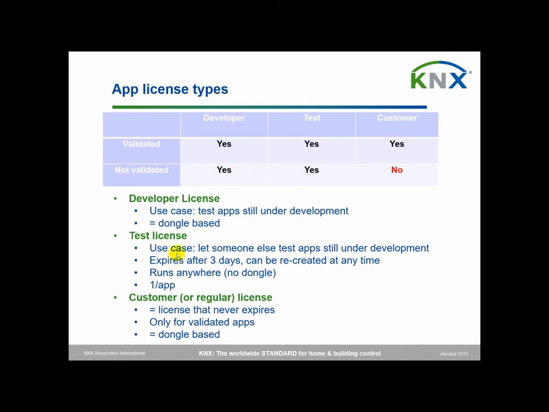A test license, the use case there is to let someone else test the app still under development. So not the developer, but someone else. It's a license that expires after 3 days, but which can be recreated at any time, right? But only valid for 3 days. It runs anywhere, so that means there's no dongle required, and there's only one test license per app, right? So if you want to test 3 apps, you have to create 3 different individual test licenses. And by the way, a test license can be used for both validated apps and not validated apps.